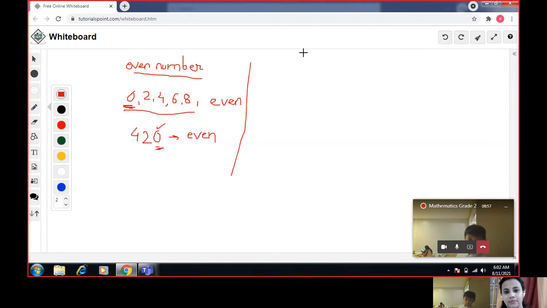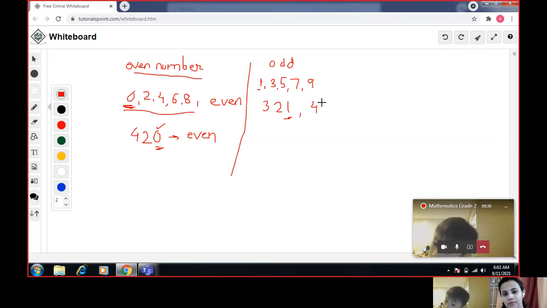Now see for the odd number. For the odd number, suppose in the ones place there is 1, 3, 5, 7, or 9. Like 321, can you see this? In the ones place, this is 1. Or it can be 415. Can you see the ones place? It is having the 5. Right? Like this, we can identify whether the number is even or odd. Is it clear up to here? Please tell me.